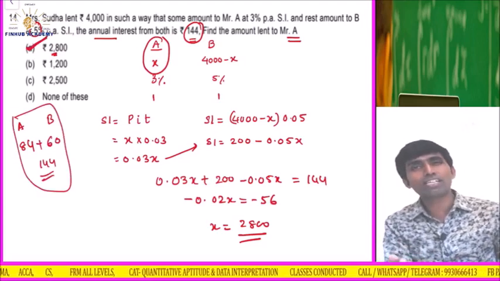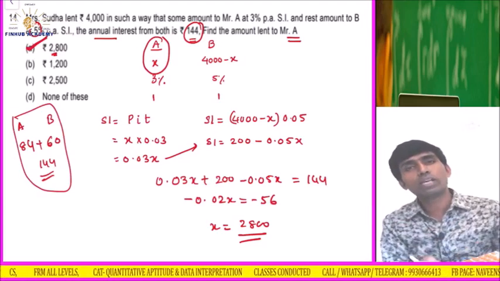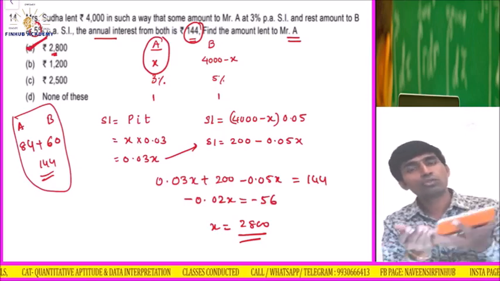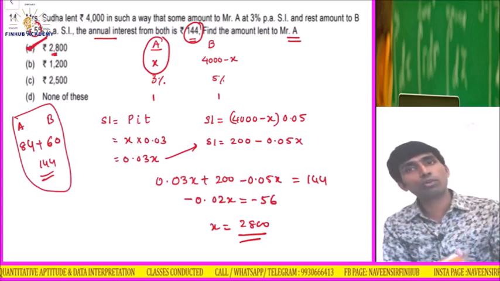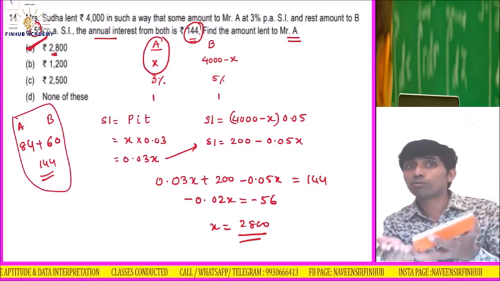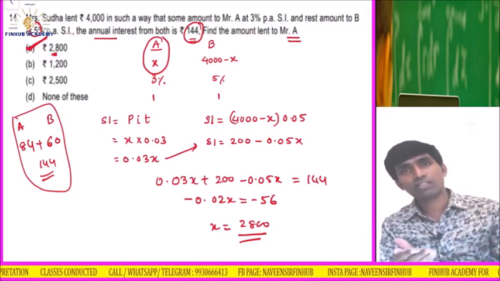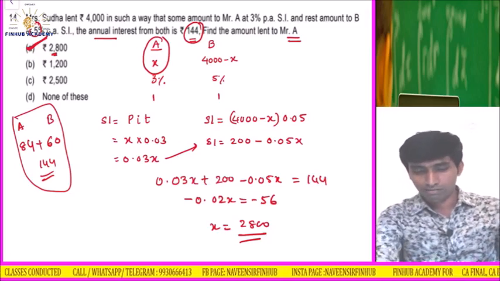Okay. P into R into T. Take the first option. Lent to A is 2800, into interest is how much? 3%. Into T is 1. So 2800 into 3% is how much? 84. 1200 lent to B: 4000 minus 2800, into 5%. So answer is what? 60. The total should come to 144. Fine. Let's proceed.